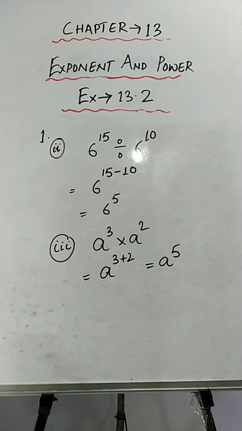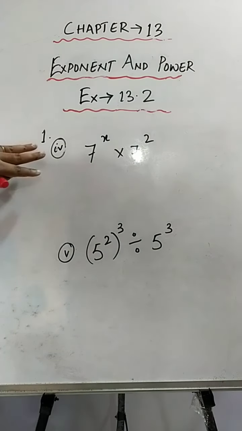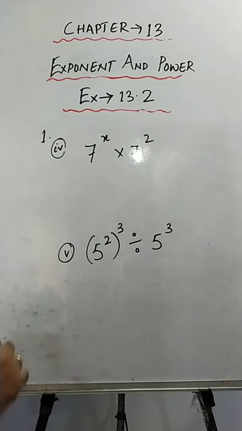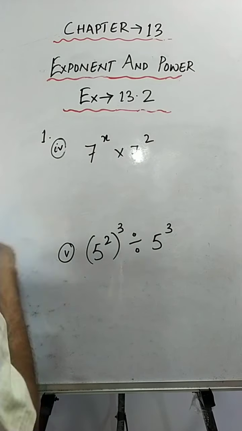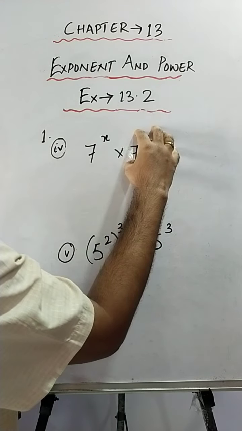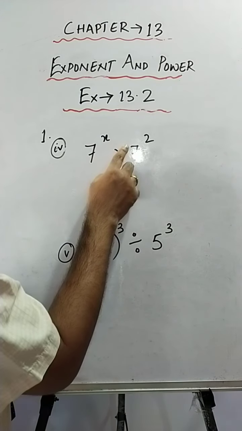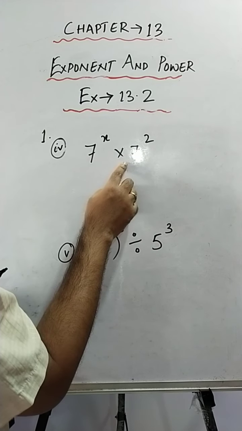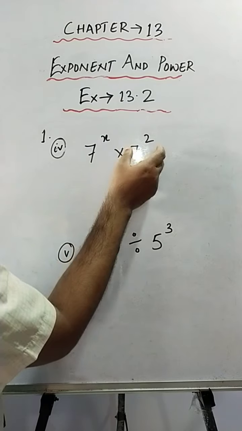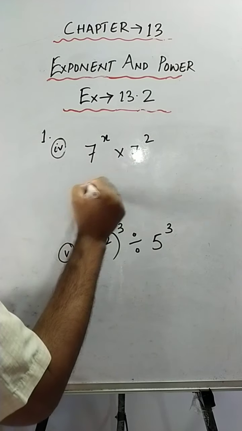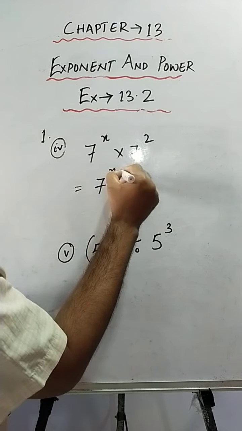Now let's move on to sum number 4. I've written sum number 4 and 5 together. In this case, again you see two exponential forms are given. The base is same, and what sign is in between? That is multiplication. So what do we have to do with the powers? We have to add. So we will write 7 to the power x plus 2.